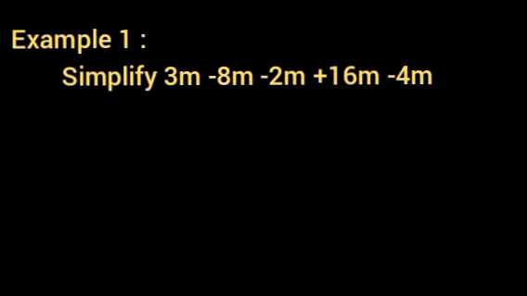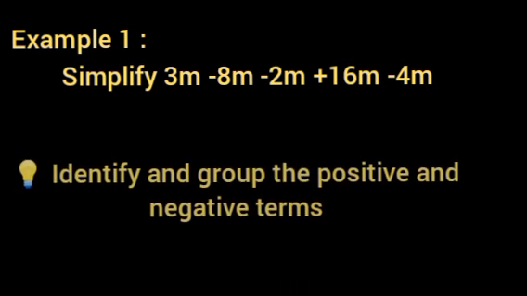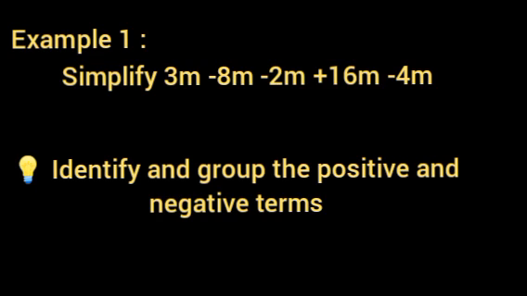Now, the first thing we have to do is group the positive and negative terms. Like I earlier defined, the positive terms are those terms, those numbers with the coefficient, with a positive sign in front of them, while the negative terms are those terms with a negative sign in front of them. So let's look at the question.